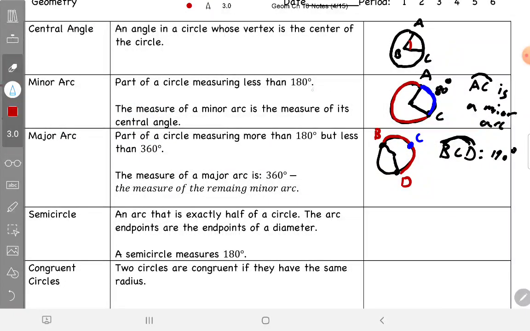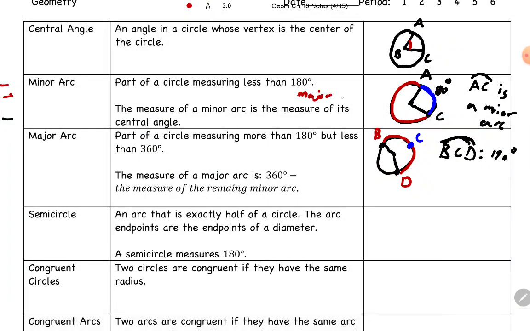The major arc AC is equal to 360 minus 80, because a full circle is 360 degrees. If the blue piece is 80 degrees, then the red piece will be 360 minus 80, which is 280.